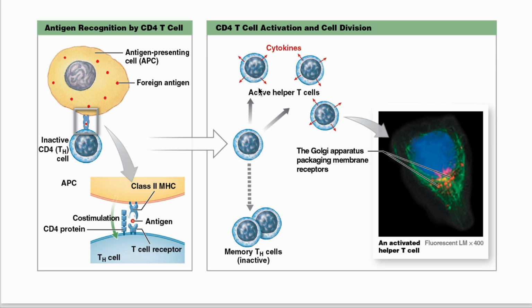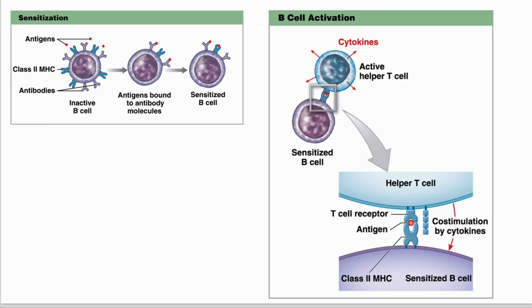You'll see there's our cell here, and now it will become active, and the active helper T cells will give off cytokines, and those cytokines will be important for activating additional immune cells. And then we will also have memory helper T cells. These are also inactive, but they're going to go hang out in lymph nodes and other places like that in case we're exposed to this particular antigen again. Now, there's a little bit more to this: the sensitization process that I was talking about.